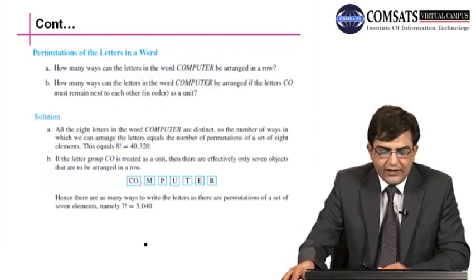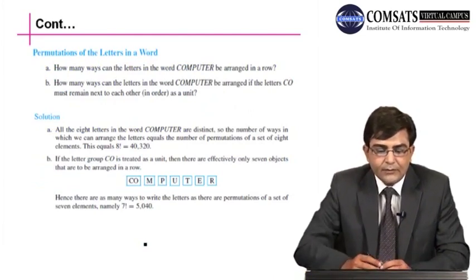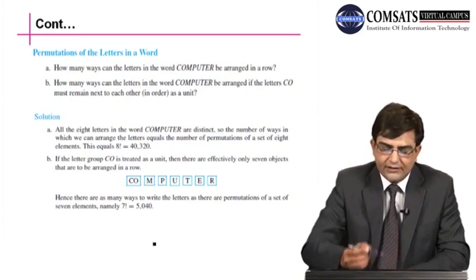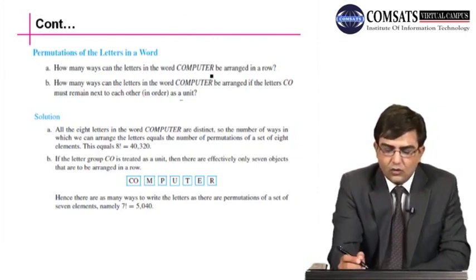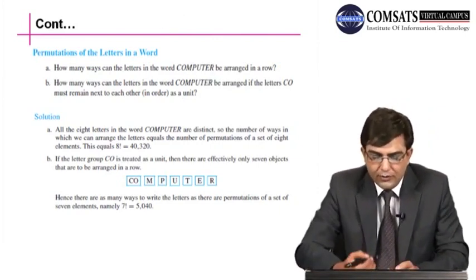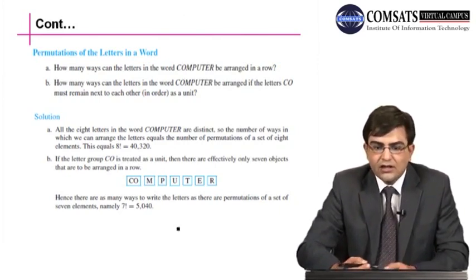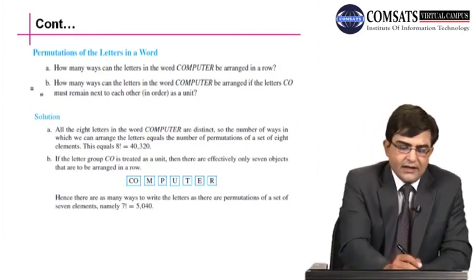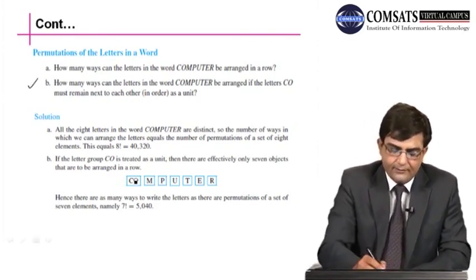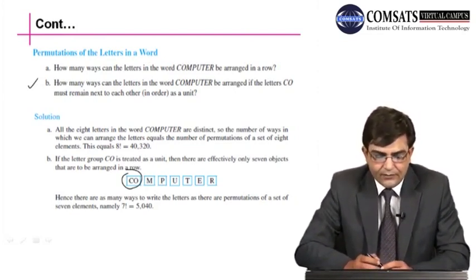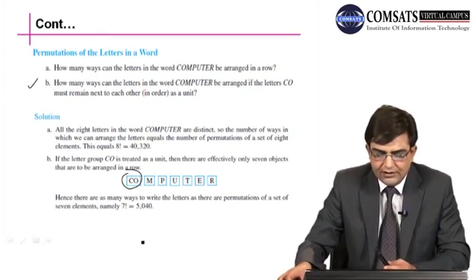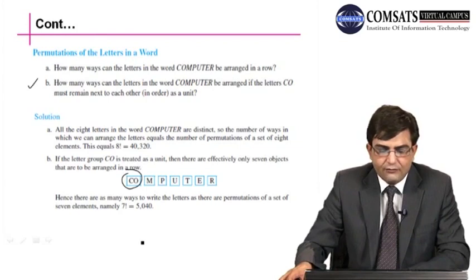And I gave you an example of the word computer. How many ways can the letters in the word computer be arranged in a row? That is, we have these 8 letters C-O-M-P-U-T-E-R, so in how many ways can we arrange these letters? And we discussed another part B, in which we fixed the 2 letters C and O and calculated the number of permutations. This is what we discussed at the end of the previous lecture.